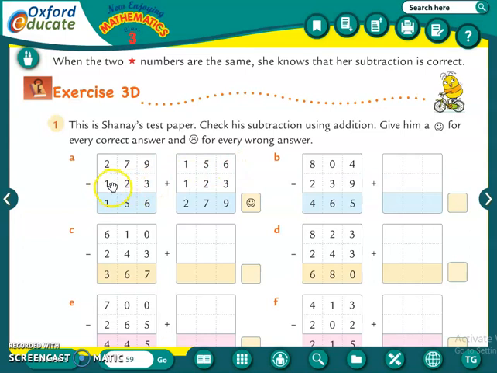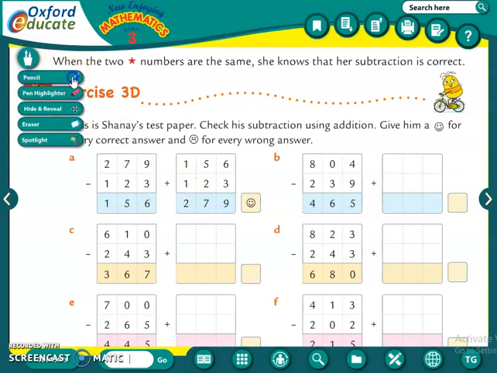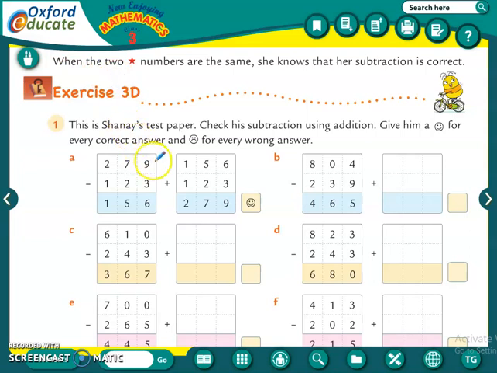The second number, whatever is written, we have to write as it is here, but we will put the sign for addition. So now we will check it. 6 plus 3 is equal to 9. 5 plus 2 is equal to 7. And 1 plus 1 is equal to 2. So here we can see that both the numbers are the same. We have to check both these numbers. They should be equal. It means our subtraction that we have done is correct. The same thing you have to do here.